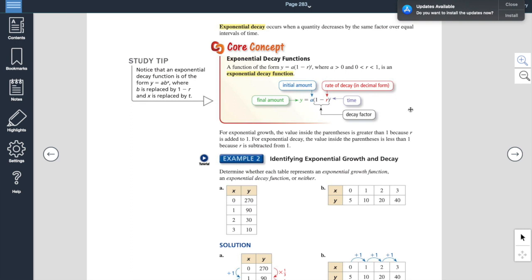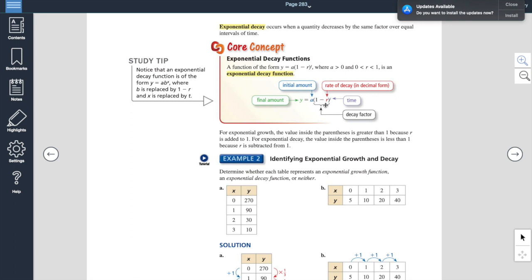And on exponential decay, it's similar. There's only one slight difference. Y is equal to A, output, initial value. But in this, it's going to be 1 subtract your rate of decay. So this means something is going down by a certain percentage.